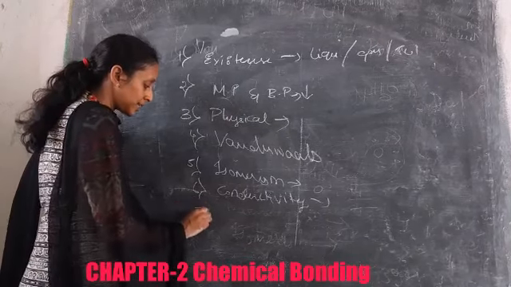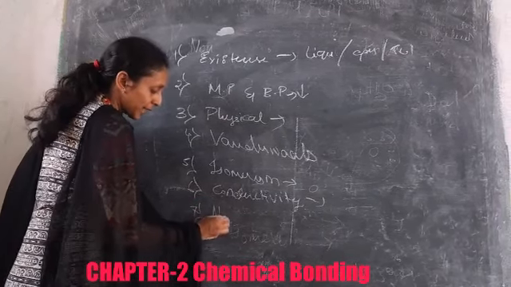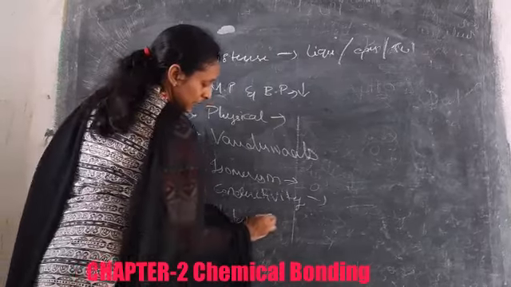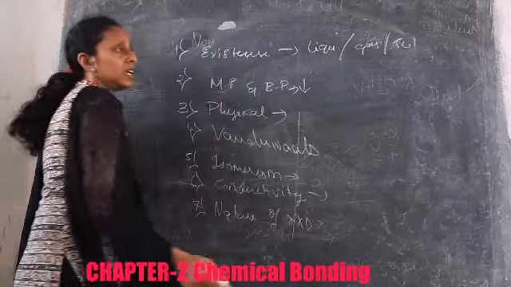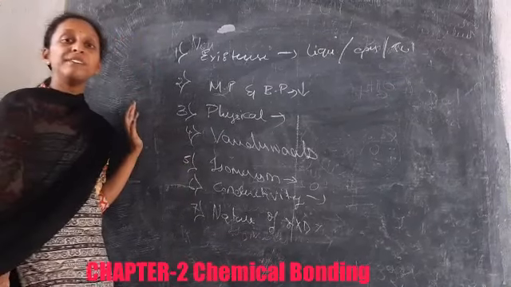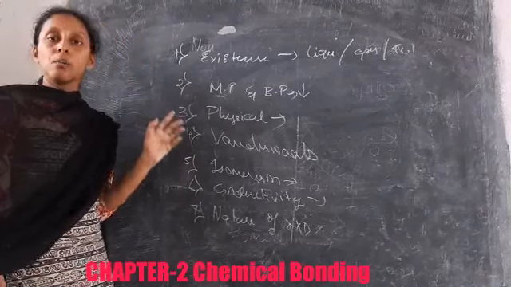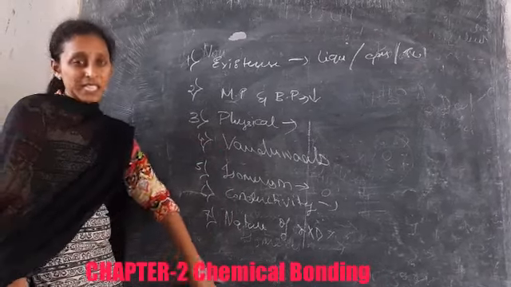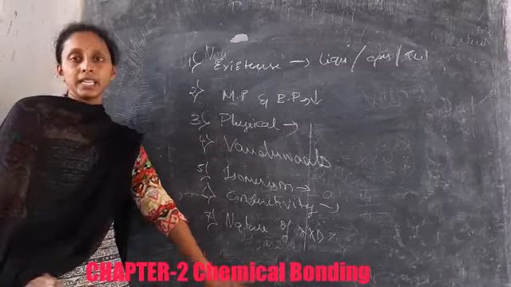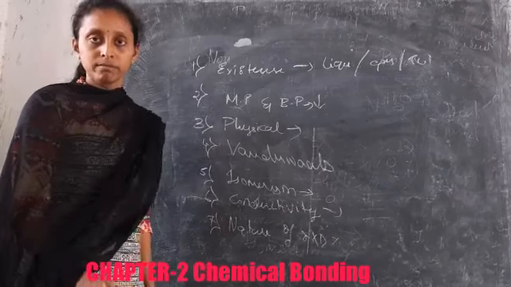So seventh point is the nature of reaction. So these are covalent compounds. So the reaction will be very slow. Whereas in ionic compounds the reaction is very fast. But here the reaction takes place very slowly, but it takes place completely.